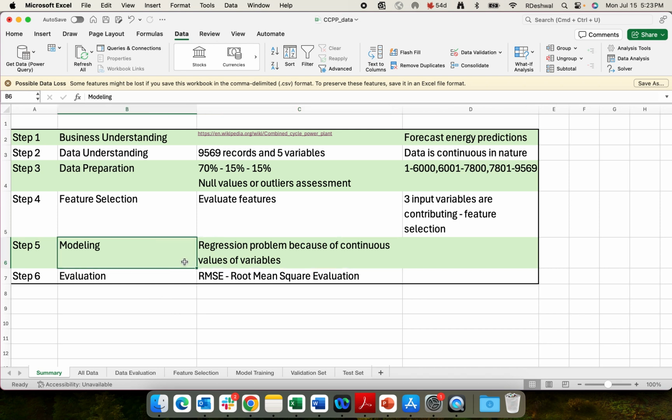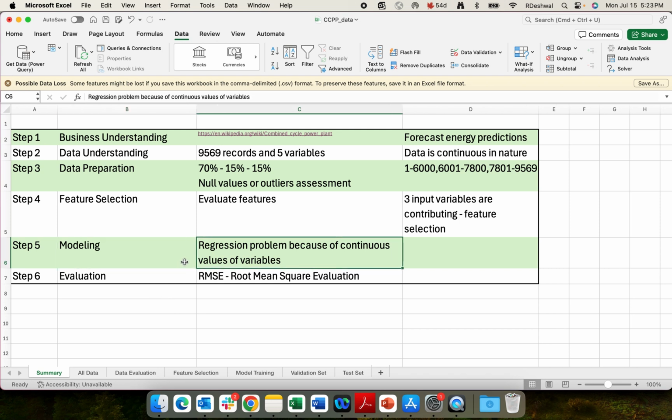So I used multiple regression for this problem. And I chose that model because we are using multiple inputs, and I saw that using multiple linear regression, it is providing high accuracy, and I used root mean square for evaluating the performance of the model.